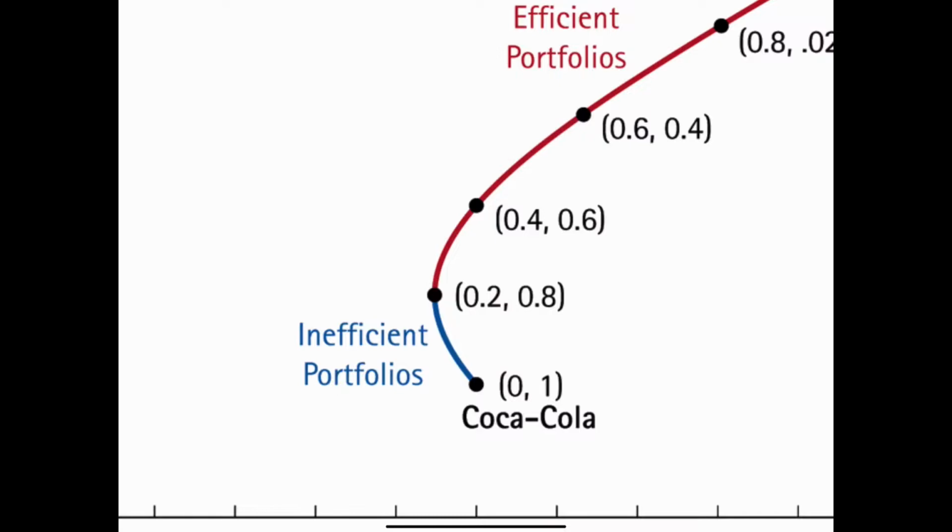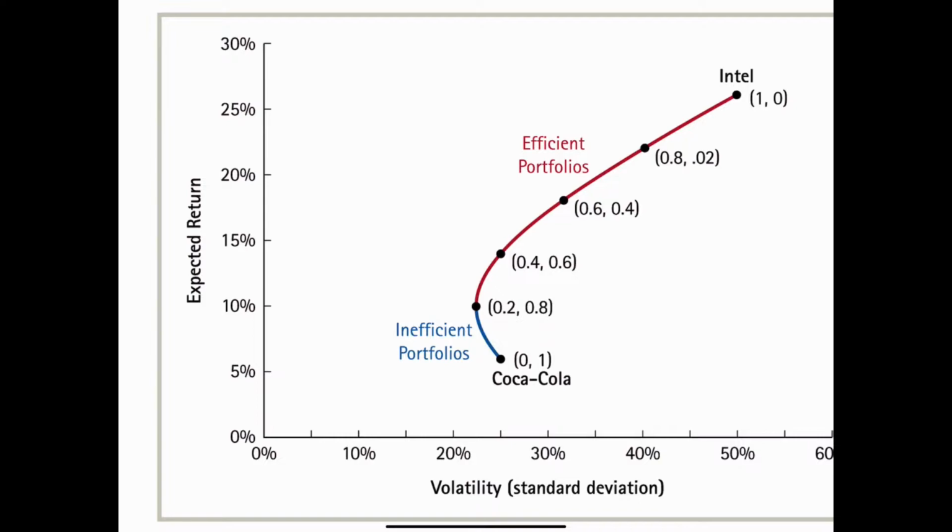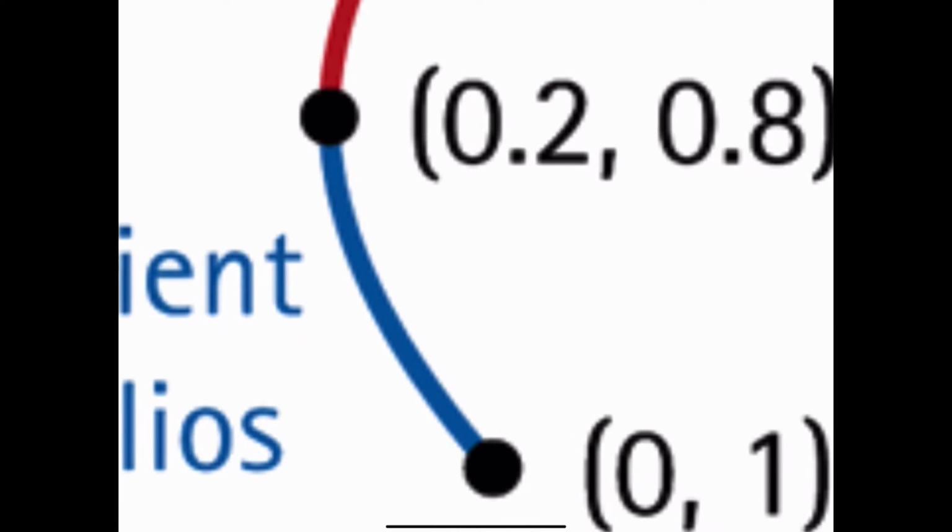Why? It's because, comparing to 100% allocated in Coca-Cola, you can achieve a better outcome by investing 40% in Intel and 60% in Coca-Cola, because they give you roughly similar volatility, but give you a lot higher return. Right, so that's why this segment over here is inefficient. But along this red line over here, we call that efficient portfolios.